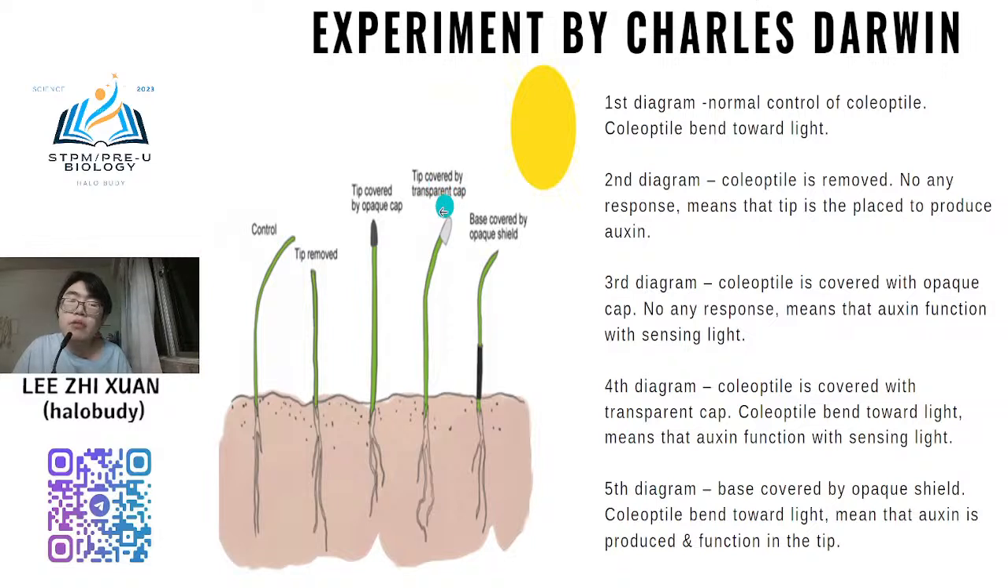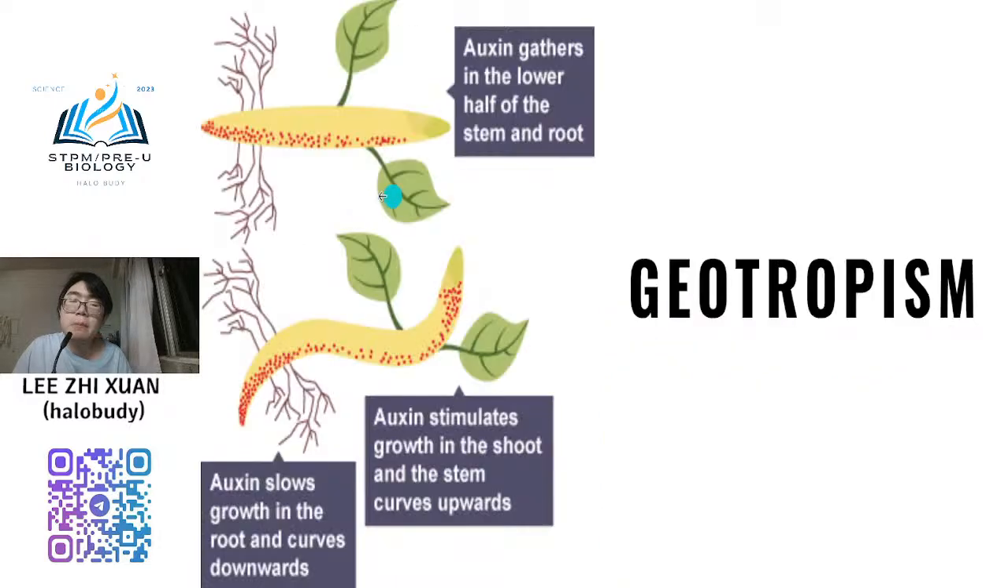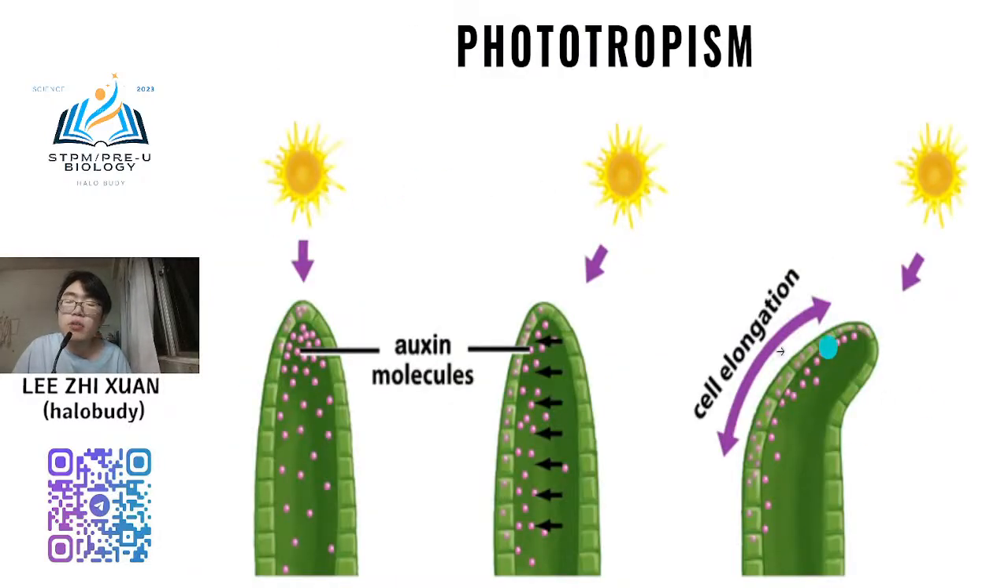But when you cover with a transparent cap, meaning the light can still pass through the cap into the coleoptile, the auxin will have a response. So the auxin shows positive tropism. It will accumulate at the darker side, and then promote cell elongation at the darker side.